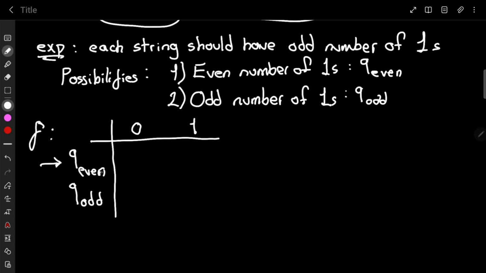If we are at Q even and we get 0 as an input, then we will stay at Q even because it doesn't affect our condition. It will stay at the current state. If we get 1 when we are at Q even, then we should go to Q odd. Why? Because 2n plus 1 is an odd number.